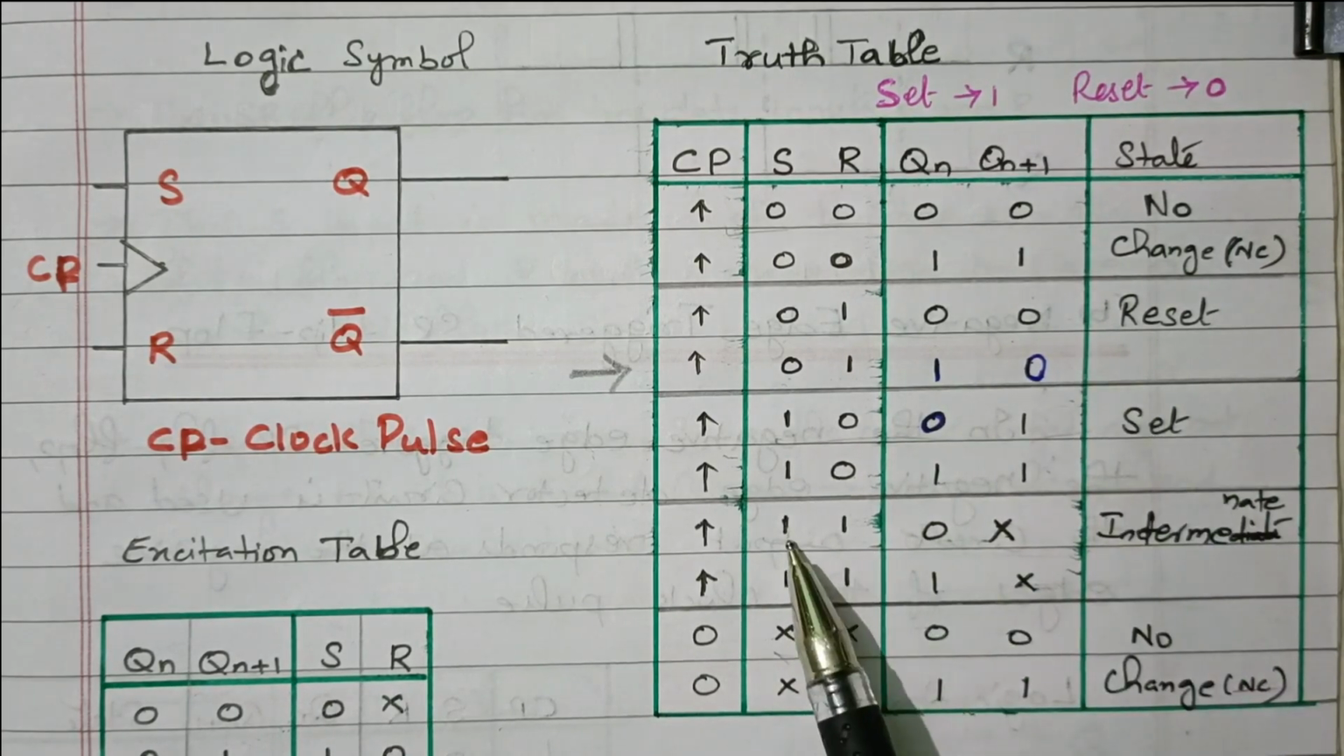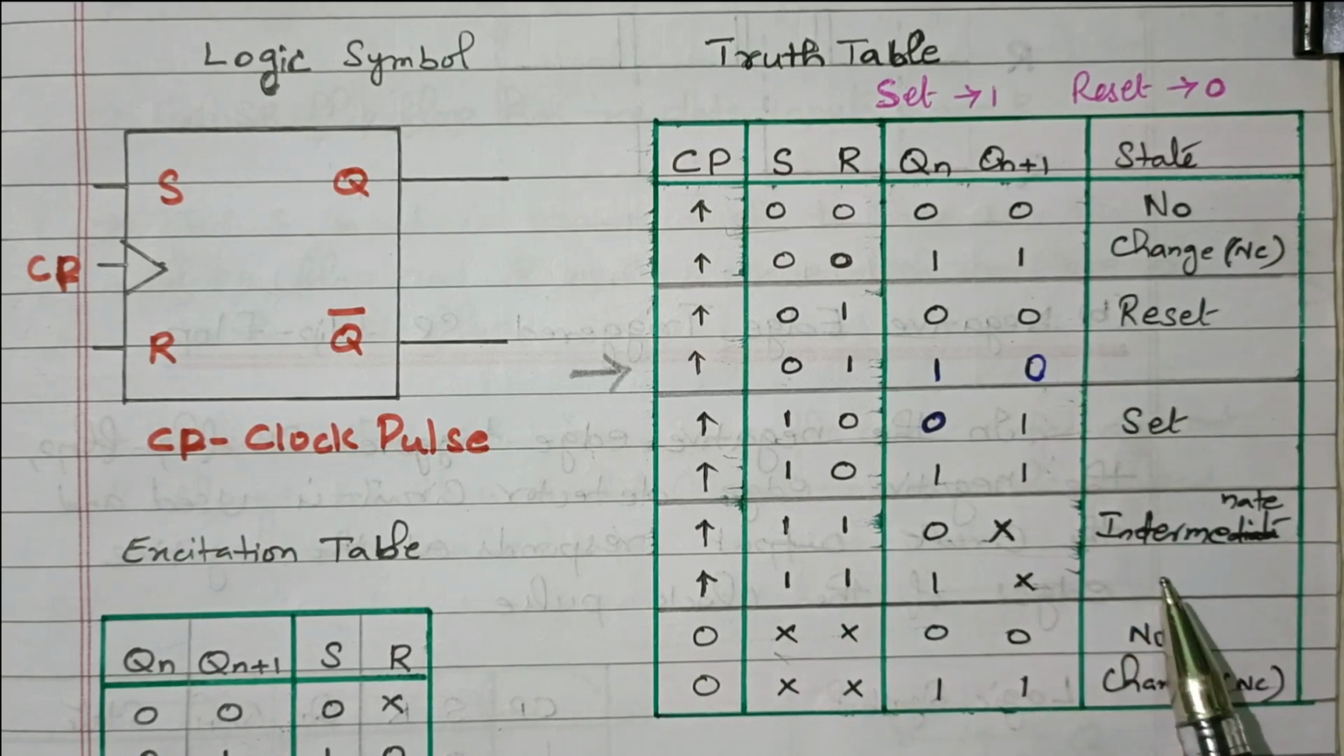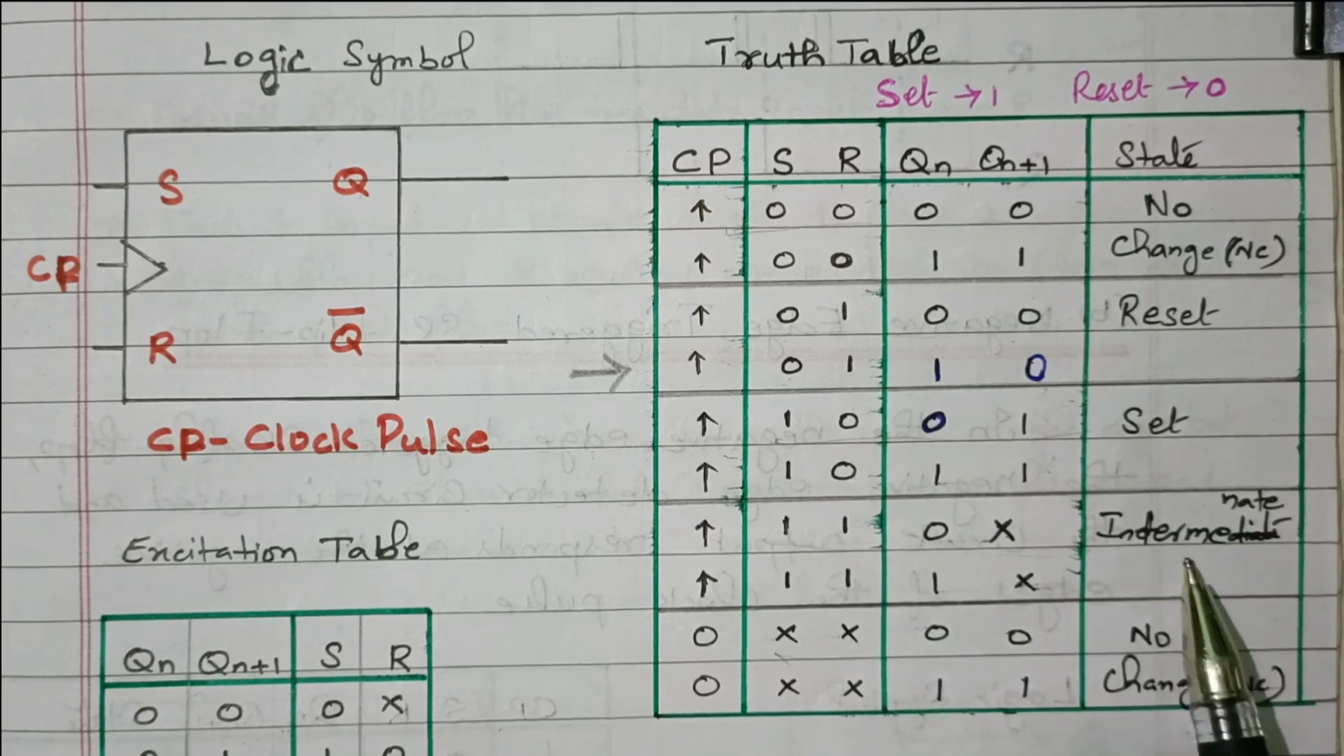If both set and reset are 1, it is an intermediate state. It's not defined in the SR flip-flop. That is defined in the JK flip-flop. One more topic is available in the JK flip-flop, but in the SR flip-flop, it is not defined.